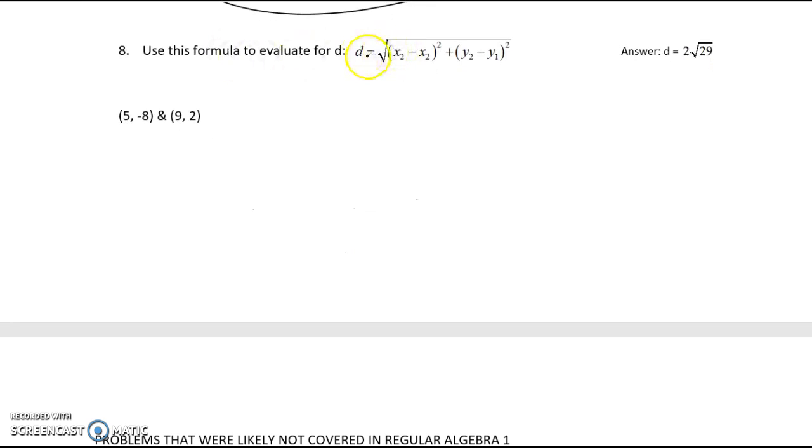Number 8, this is actually what's called the distance formula. We're trying to find the distance between those 2 points, and the subscripts means we're talking about point 1, x1, y1, and point 2, x2, y2. Plug those values in, subtract and square, add them together, simplify down the radical in the way we did the last one, and you should get that length of 2 root 29.